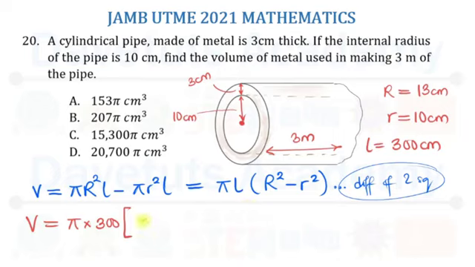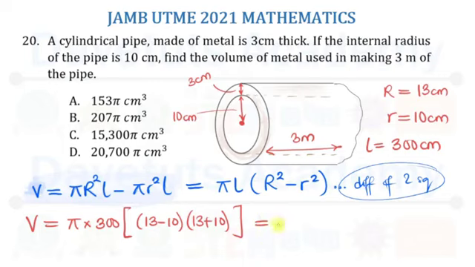So for difference of two squares, we are going to have (r minus r) multiplied by (r plus r). So I can have (13 minus 10) multiplied by (13 plus 10). Okay, it is our very good understanding of the fact that the volume of this cylindrical pipe is just the difference between the external one and the internal one. And then we'll be good to go if we have that on our fingertips.